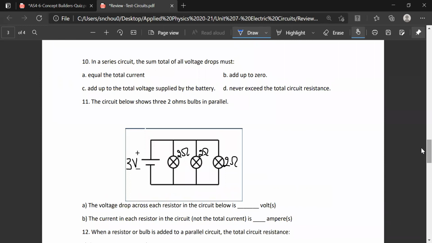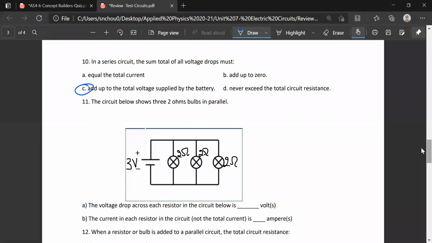All right, 10. In a series circuit, the sum total of all voltage drops must, remember, add up to the battery voltage. So it should be C, add up to the total voltage supplied by the battery. We've already discussed this, so we're done with the series circuit. Now let's look at parallel circuit calculations.